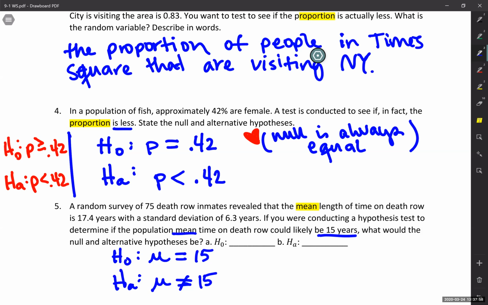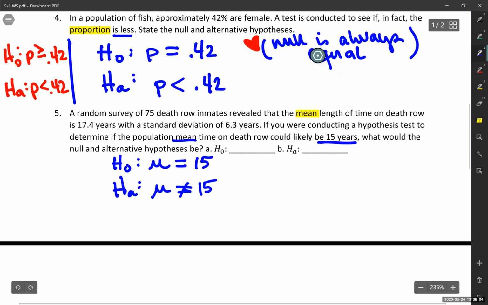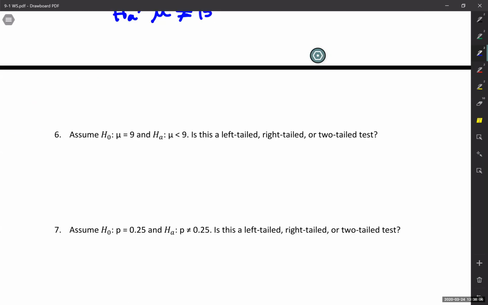All right, so I'm gonna do one more problem and then I'm gonna give you some time to pause and finish up this by yourself, and then you can come back and see how you did. But we have this problem right here, and it says mu is equal to 9 is the null, and mu is less than 9 is the alternative. So this is a less than problem.